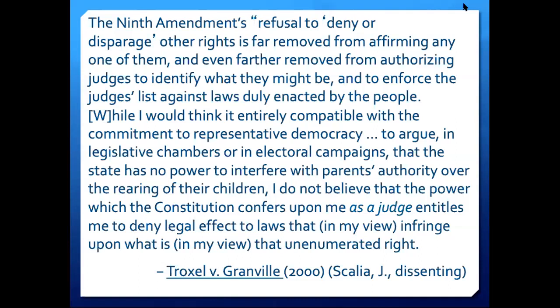So Justice Scalia doesn't think the court should be recognizing and protecting as a constitutional issue any unenumerated rights. He thinks these rights, to the extent we have them, the ones that the Ninth Amendment discusses, are to be protected by the political branches through representative democracy, through the legislative decisions, through the voters' choices of who to vote for to represent them in our democracy, and not by judges as a constitutional matter.